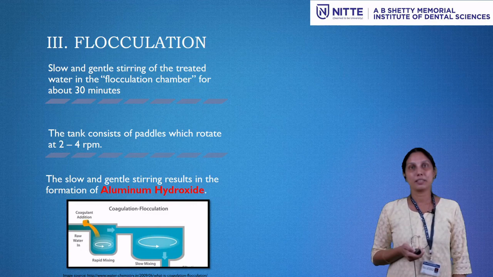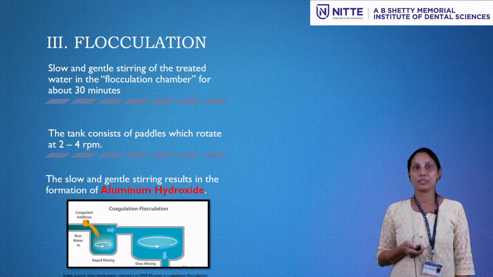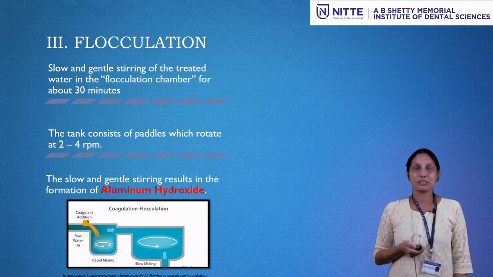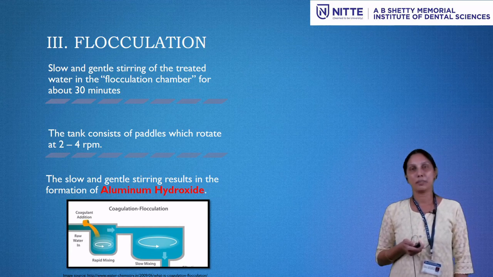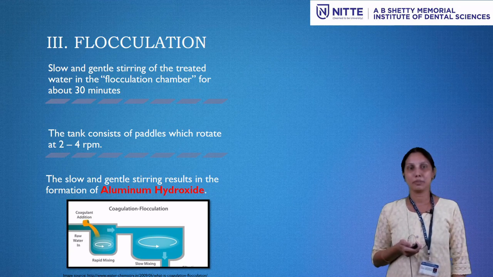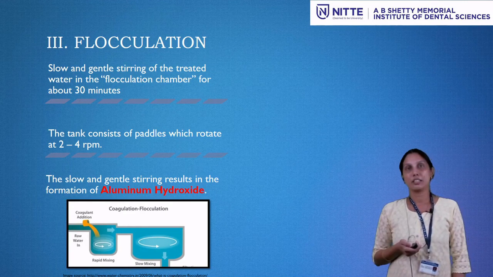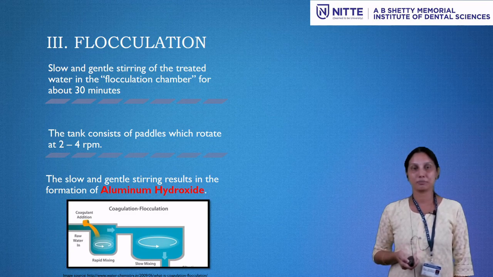The next step is flocculation. Flocculation is slow and gentle mixing or stirring of the treated water in the flocculation chamber for about 30 minutes. The tank consists of paddles which rotate at 2 to 4 RPM. The slow and gentle stirring results in the formation of aluminum hydroxide or alum flocs.